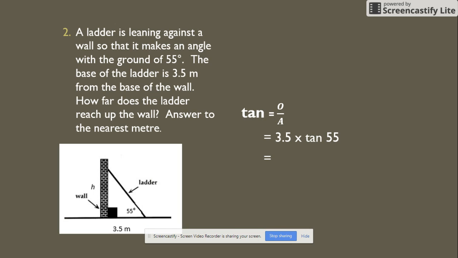All right, let's look at a story sum. A ladder is leaning against a wall so that it makes an angle with the ground of 55 degrees. So there's the ladder and there's your angle here. Okay, the base of the ladder is 3.5 meters from the base of the wall. So that's this measurement here. How far does the ladder reach up the wall? So they want to know what the H is. This is the ladder here, which would be your hypotenuse. So you take your 3.5 and you times it by tan 55.